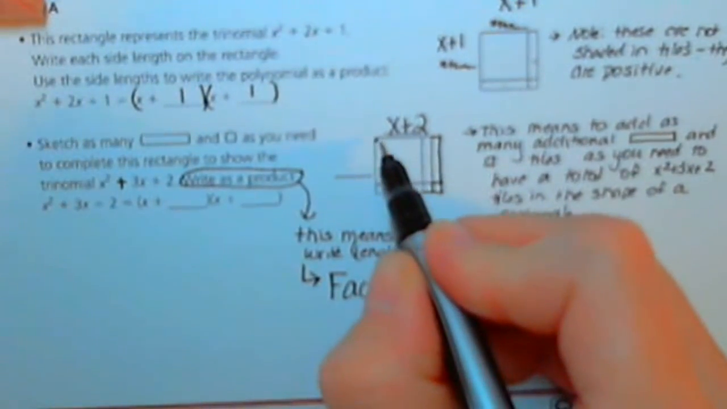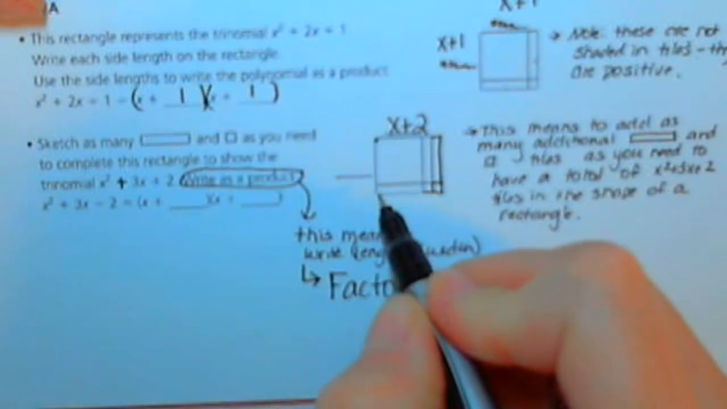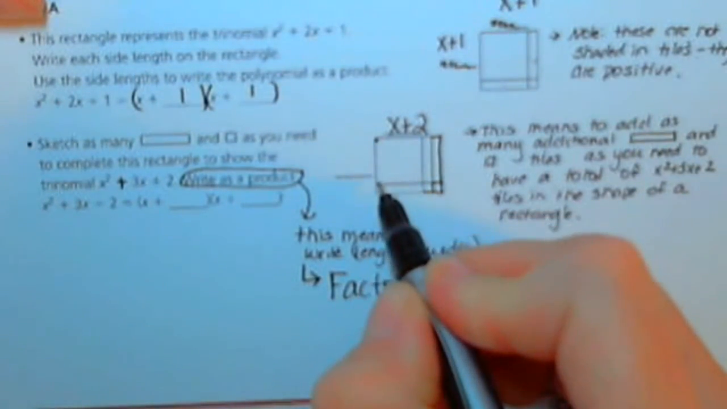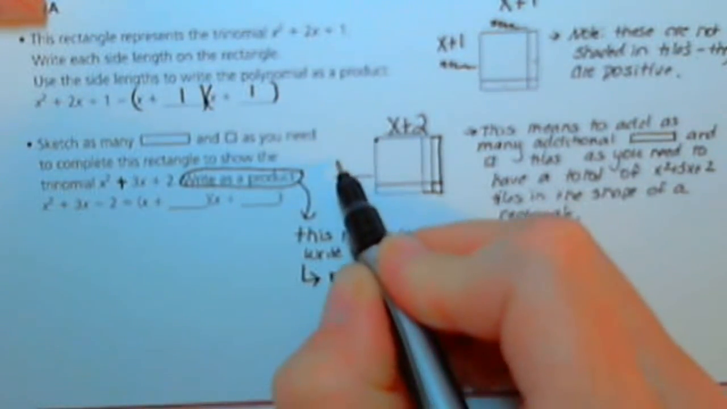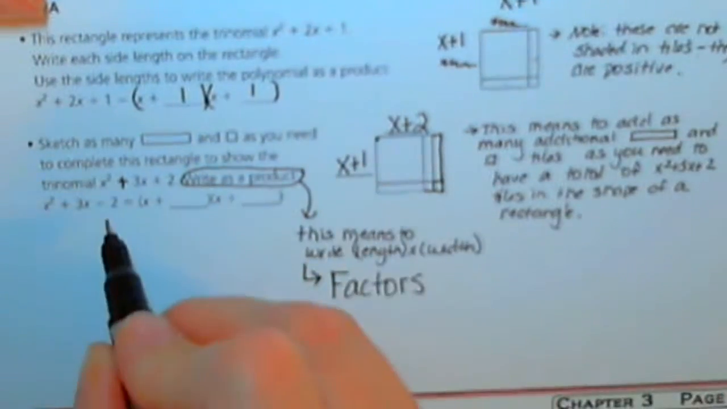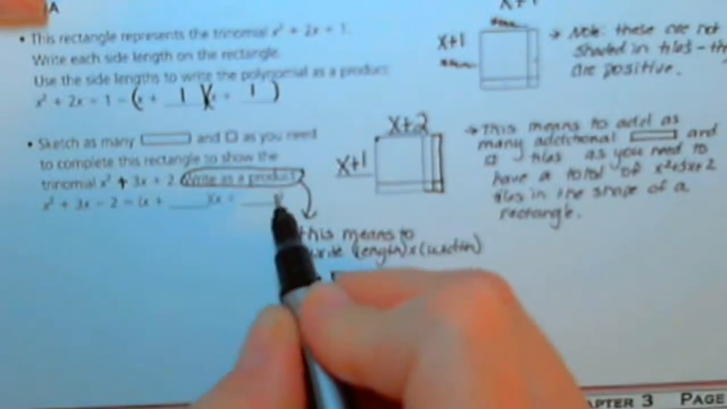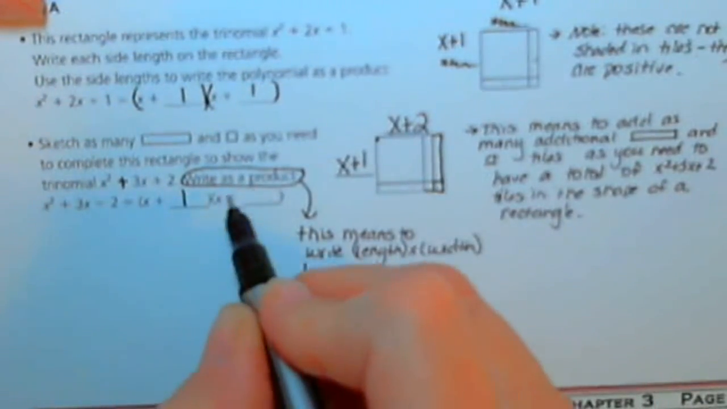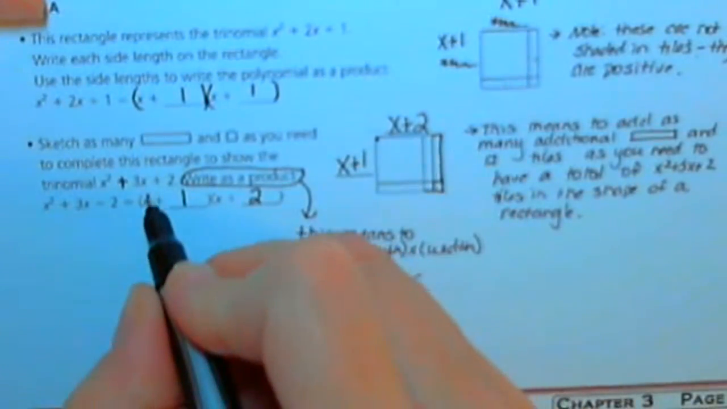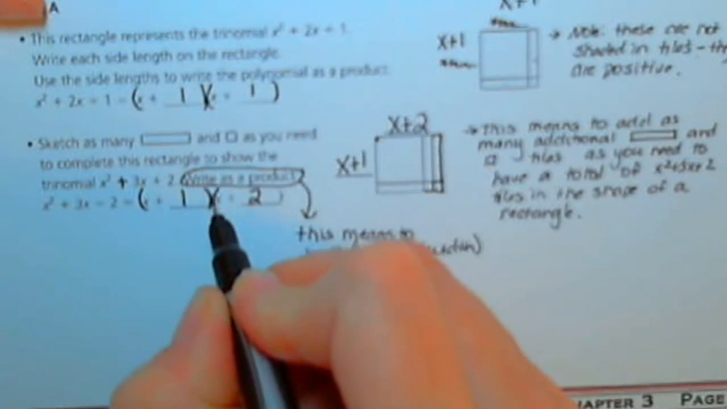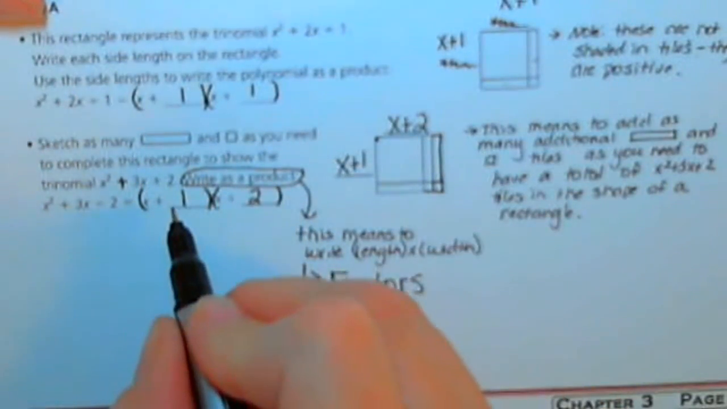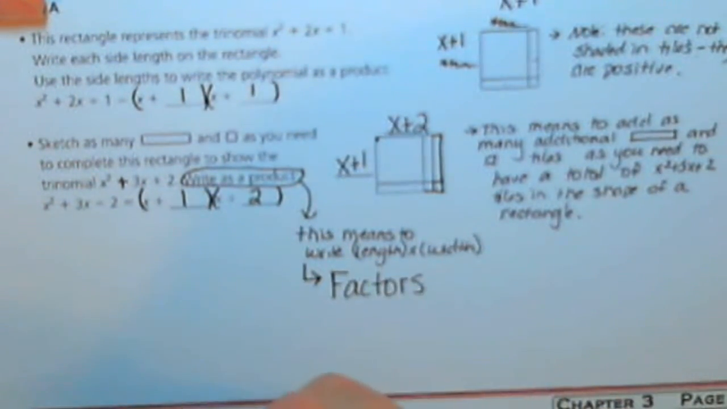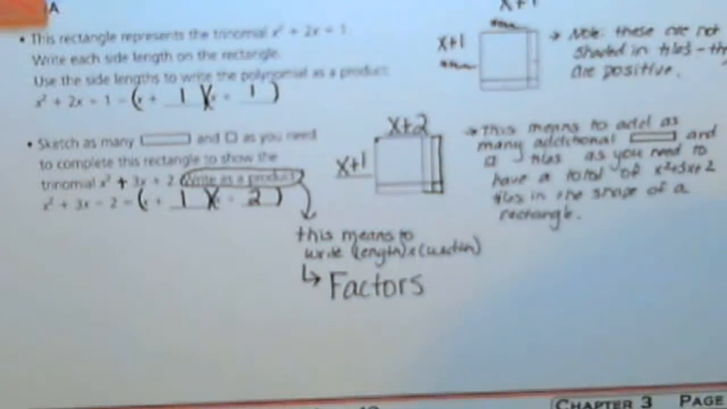If you were to talk about the width and start here and walk all the way down, you would walk from here to here, which is x, plus another one is x plus 1. So when it says write as the product, that means the length times the width. X plus 1 and x plus 2. Now, it doesn't matter who goes first. You could have put the x plus 2 here and the x plus 1 there. Doesn't matter. So, turn the page.